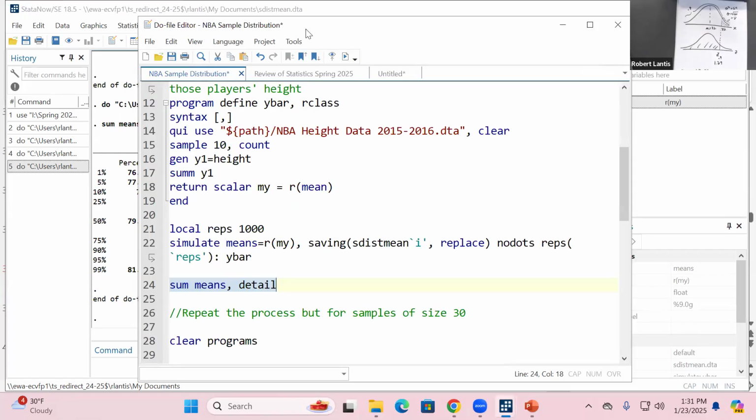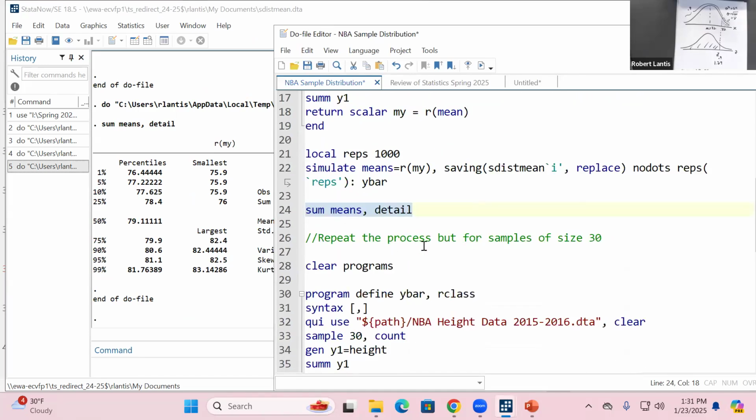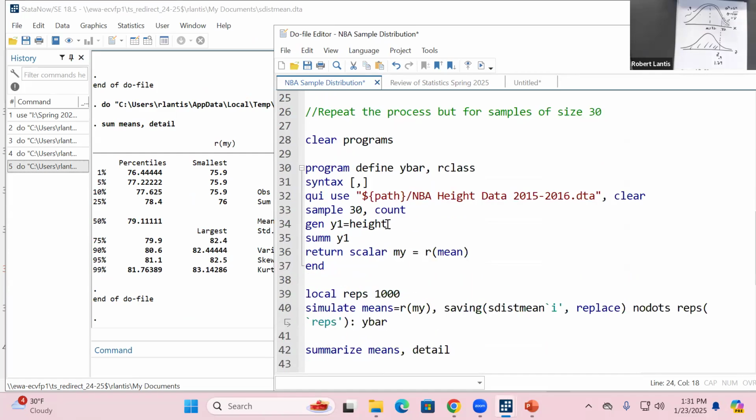Any questions there before we keep moving? Once again, I won't make you recreate this. This is just a way of proving this or showing you some different things you can do in Stata. So the next thing I want to do is run the exact same code, but instead of samples of size 10, I want to calculate the sample mean of samples of size 30.